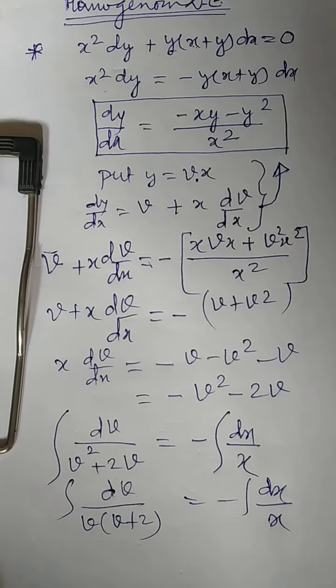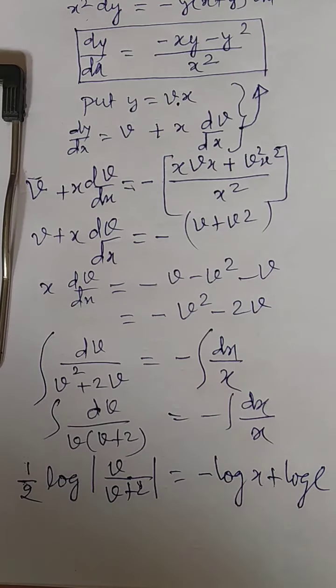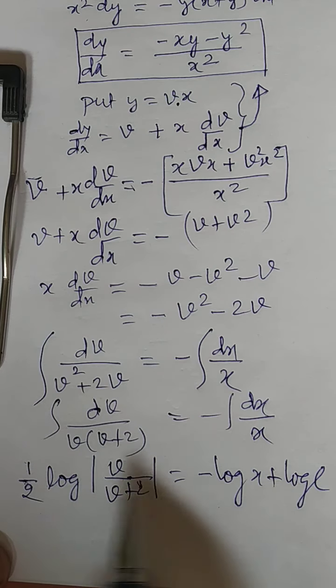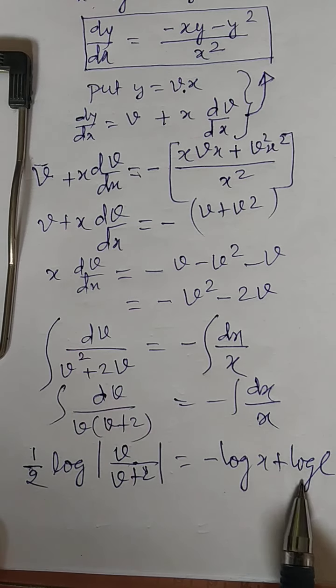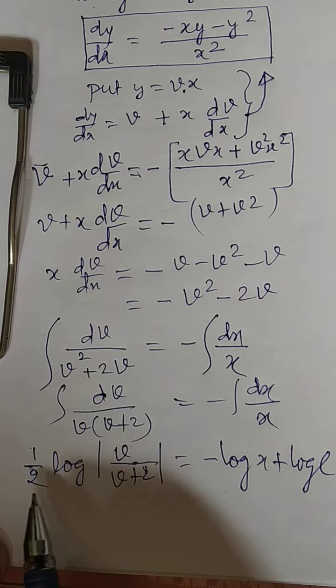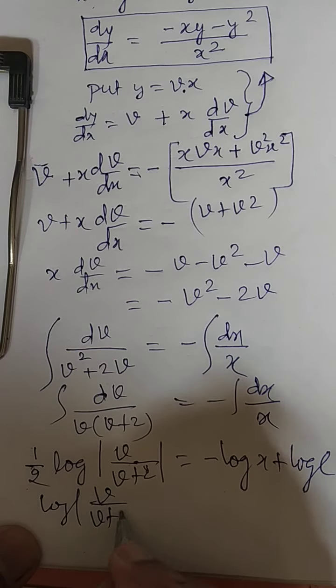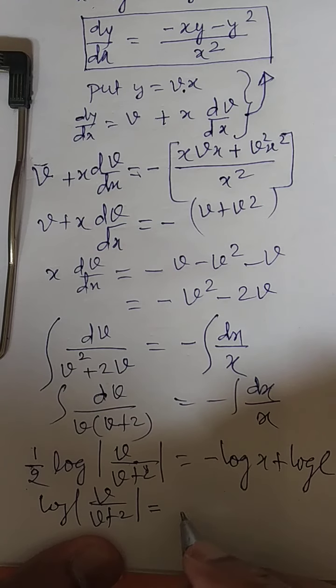I am writing now. Next step will be integration of that. See whether you are getting 1 by 2 log of V upon V plus 2. It will be minus log. Whenever log is there at both the places, as we have discussed in the last class, it will be nothing but log C. So this 2, can you multiply on the right side. It will be log upon V plus 2. It can be written as this 2.